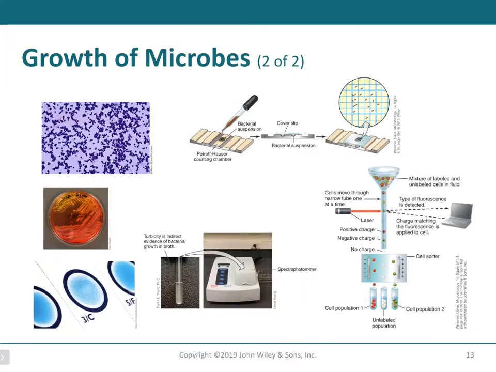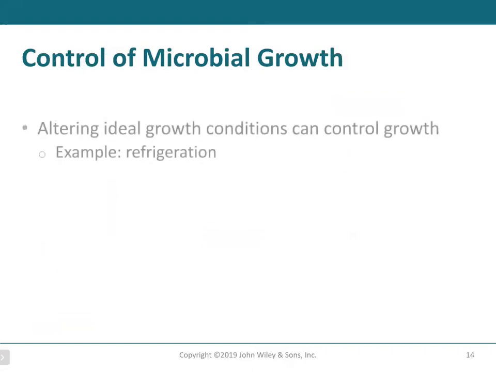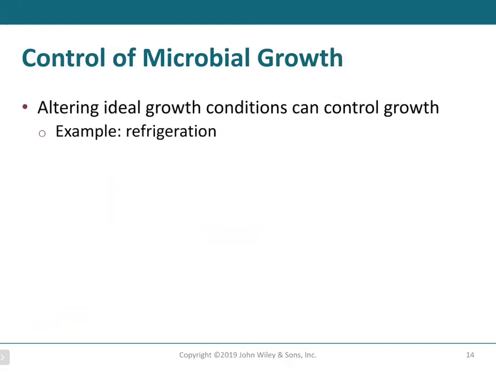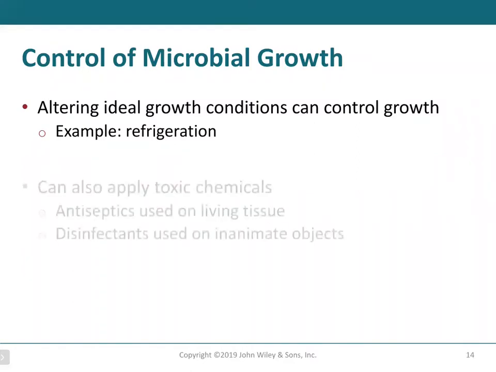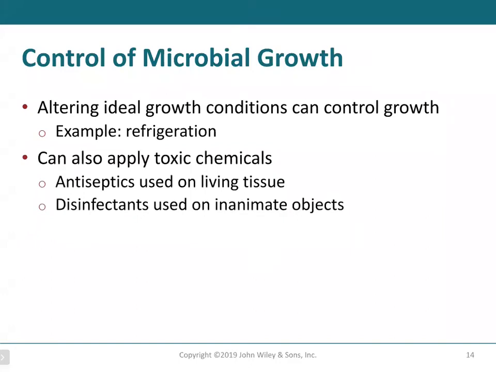So why do we need to monitor the growth? It is because we need to control the growth. Altering ideal growth conditions can control the growth of microbes. For example, we use refrigeration. We refrigerate our food, the raw meats, raw fishes, to prevent microbial growth, because of course, at low temperatures, the growth is suppressed.